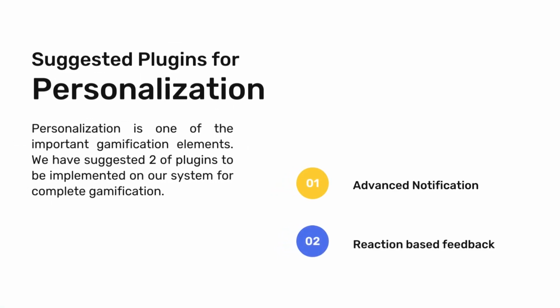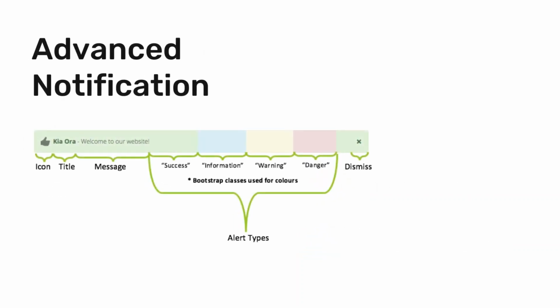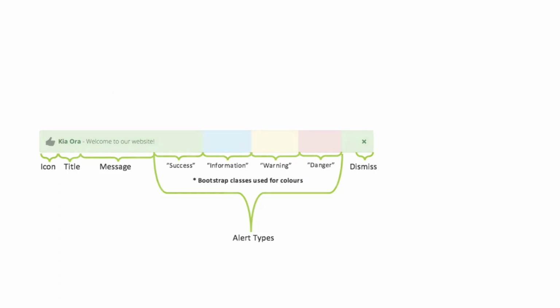Now, the plugins that we are suggesting are an advanced notification plugin and a reaction-based plugin on personalization gamification elements. Advanced notification is an alert type message which shows different alerts to the user based on their action. The message is designed in a way that the name comes first, then the message comes second, and different alert types come third with success, intermediate, warning, danger, and dismissal messages.